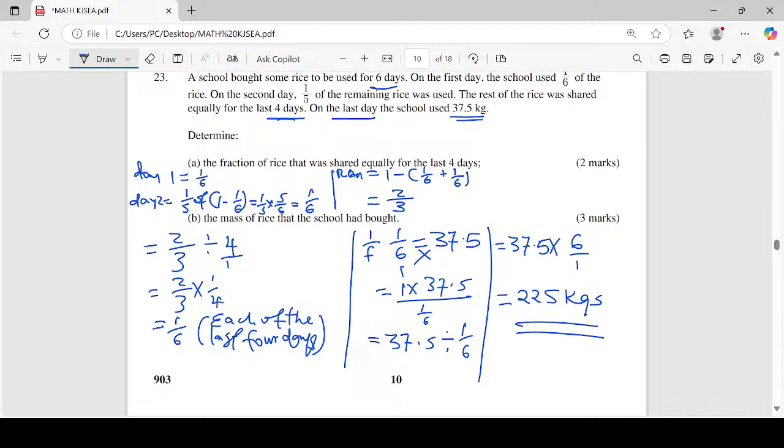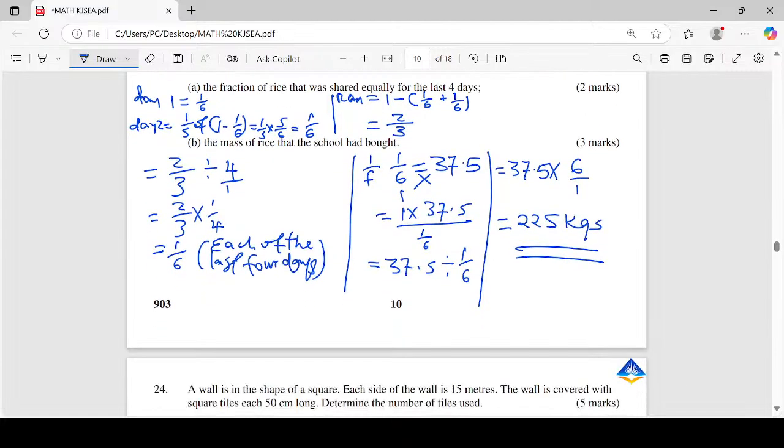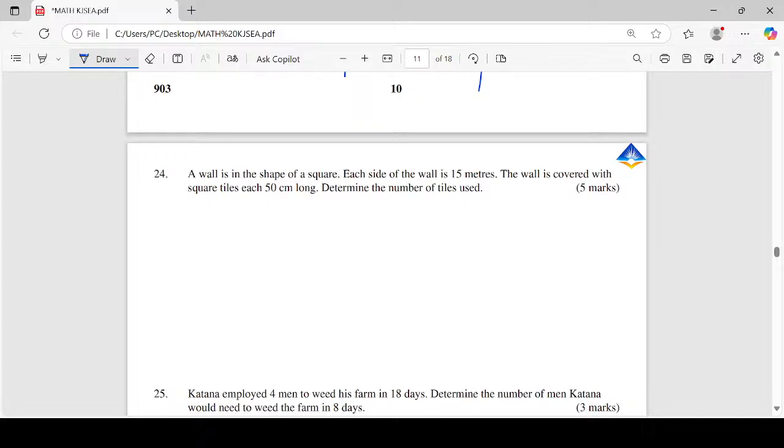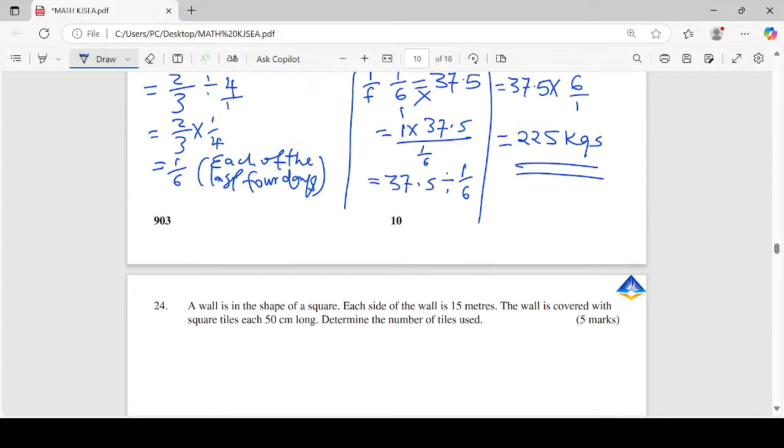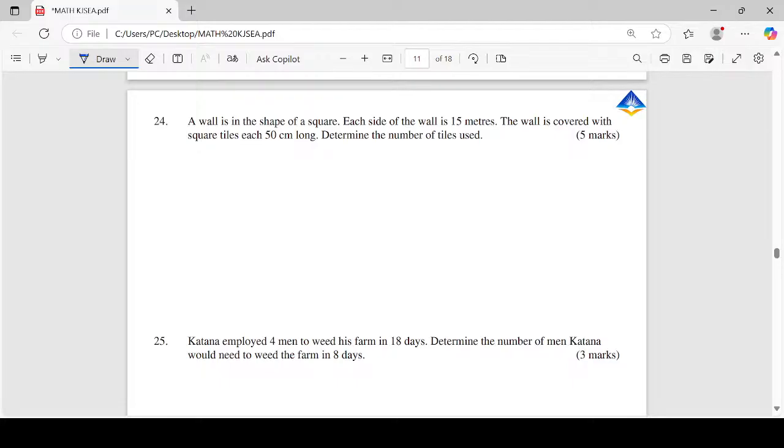Let's look at question 24 of the same. With question 24, it's not difficult.